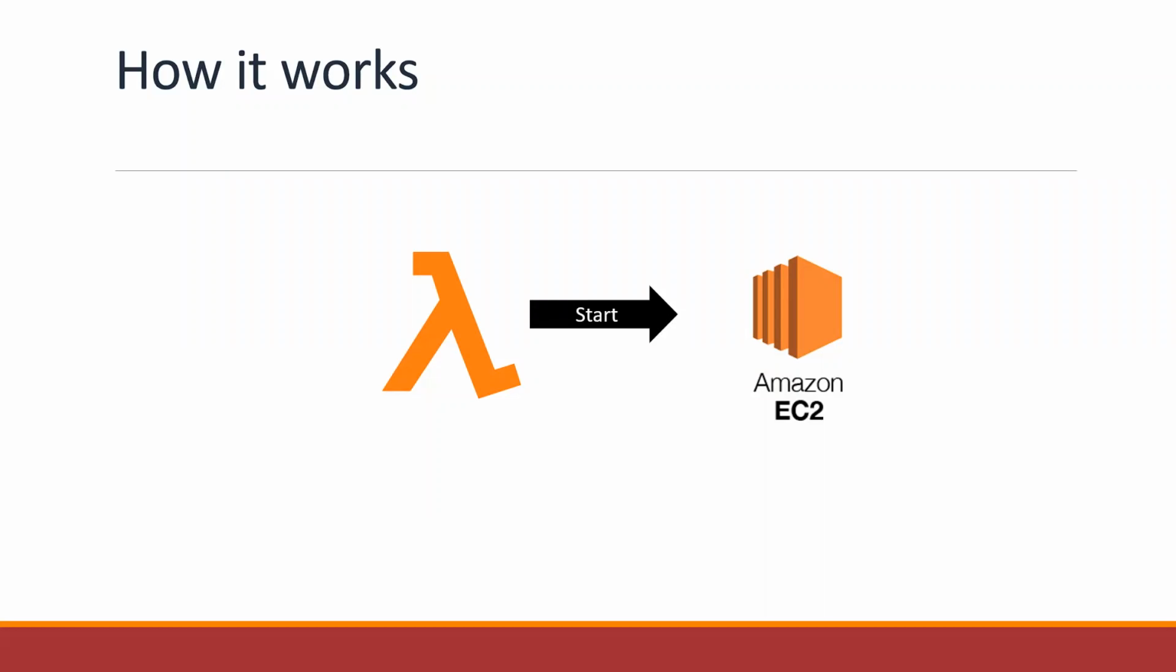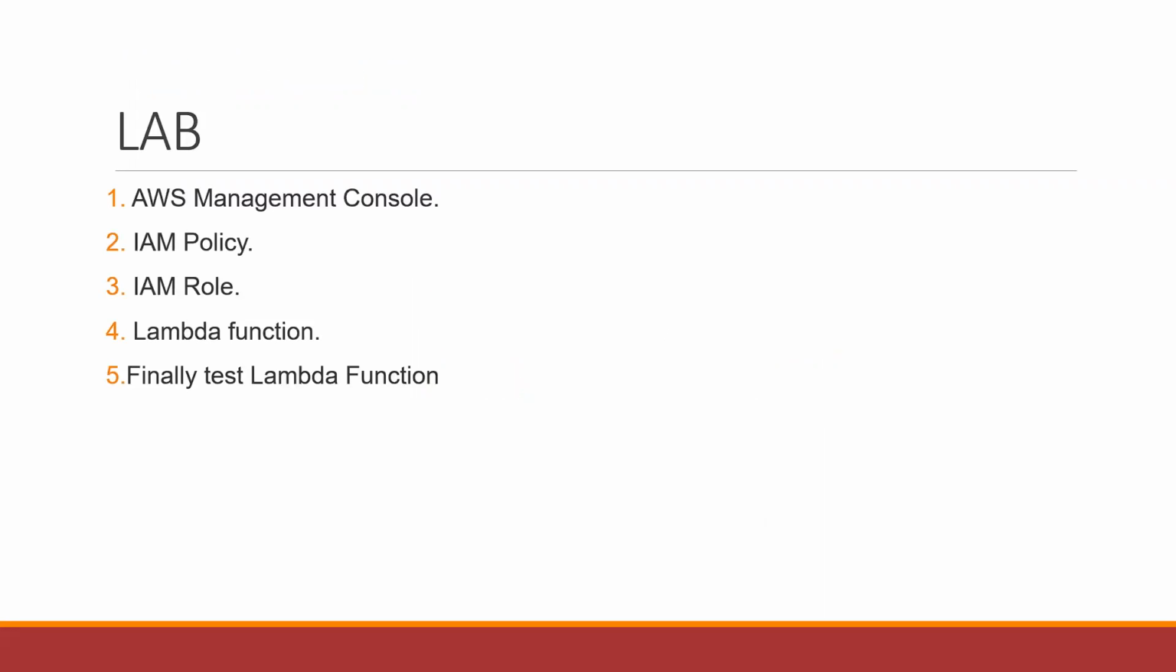So this is what I'm going to show you and how it will work. We will create a Lambda function in which we will write the commands to start one EC2 instance. In today's lab, I will go through the AWS management console. Then we will create one IAM policy, then an IAM role in order to create the EC2 instance, and that will help with the Lambda function. Finally, we will test the Lambda function and see how to use it. So let's move on to the lab.